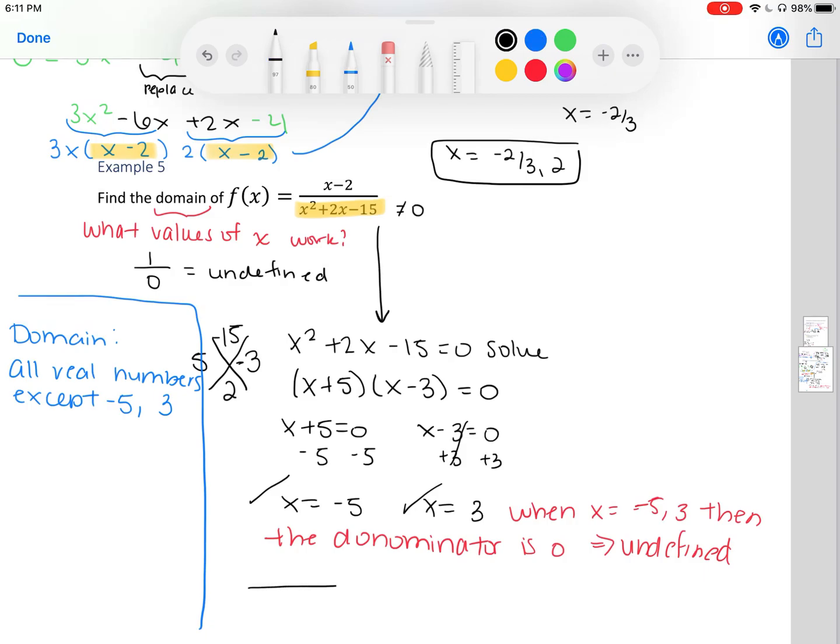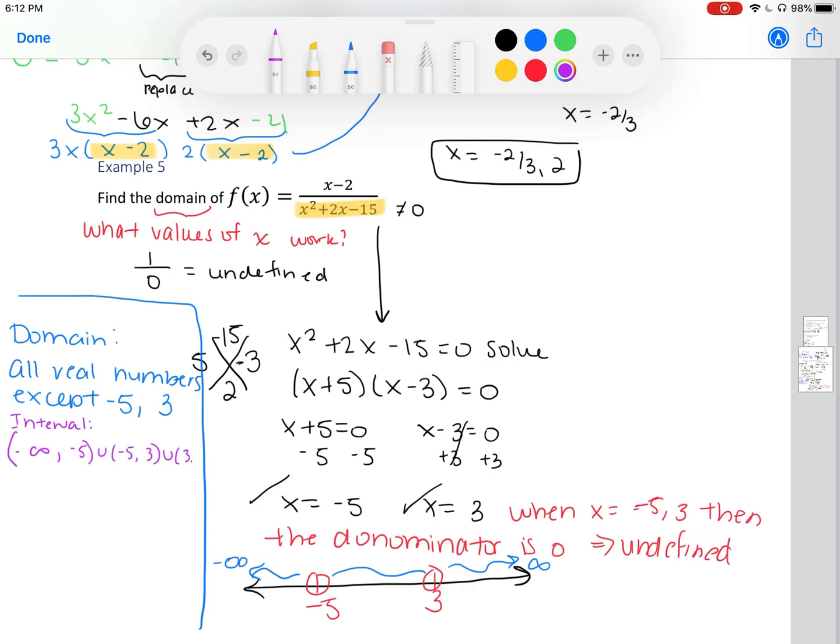Okay, when we have these values, I always need to draw a number line because it really helps me keep track of what we're working with. I have a -5 and a 3, and we're saying it can be any number, just not those two. But anything in between and anything going on forever and ever is fine. So in interval notation, my answer would be from -infinity, and then I have to take a break at -5. I pick up from -5 and stop at 3, and then pick up at 3 and continue on forever in the positive side to infinity.